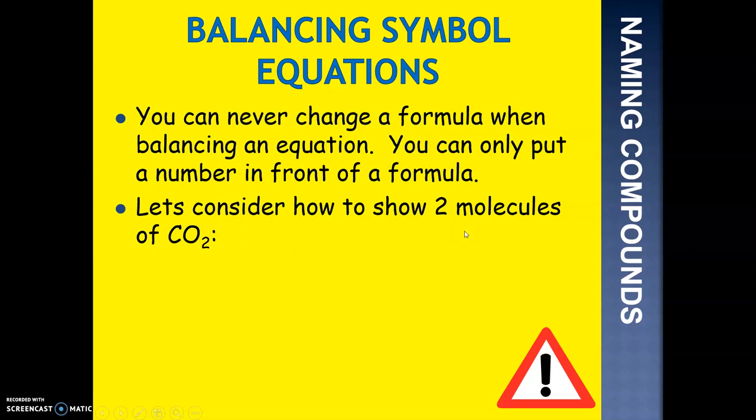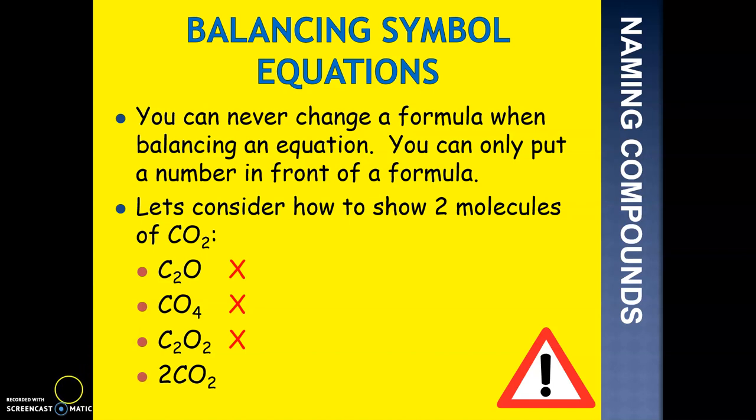So let's consider how these 2 molecules of CO2 could be changed. We can't put C2O because that would change its compound. That wouldn't be carbon dioxide. You can't put CO4 because once again, it changes the number of oxygens and it makes a different compound. Can't be C2O2, once again, changes the compound, so it's not CO2 anymore. What we do is put a 2 in front of it, 2 CO2. So that is obviously correct. That's the way to do it. When balancing symbol equations, you put a number in front of the compound or the element.